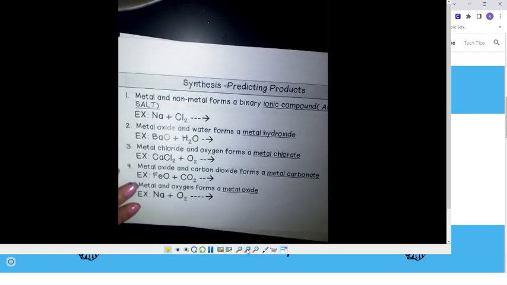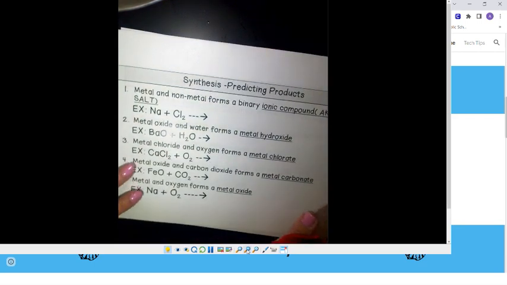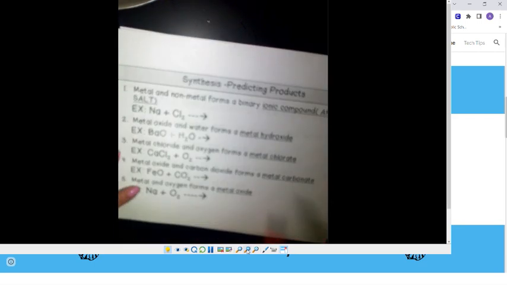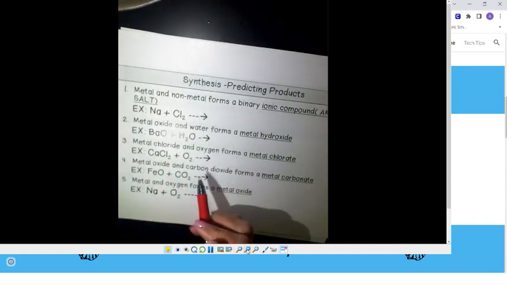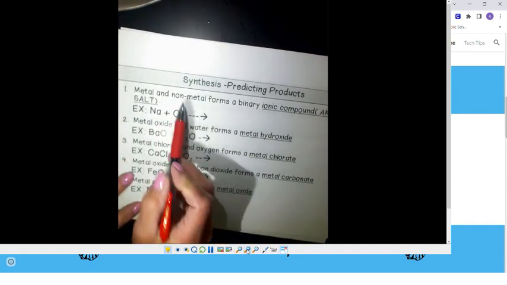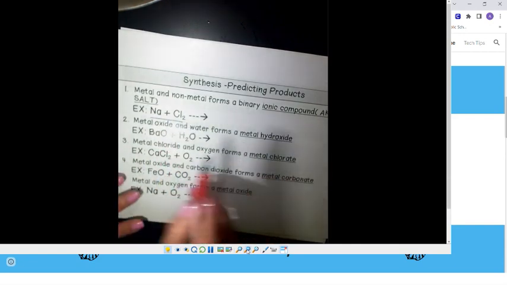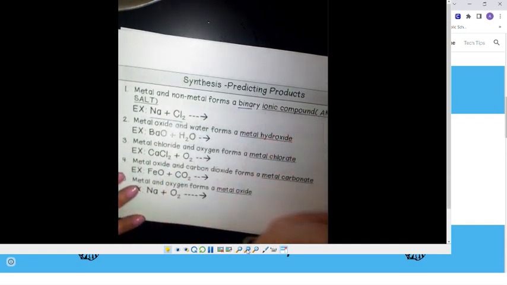Okay, so the very first one, synthesis reaction. If we have a metal and a nonmetal on your reactant side, it is going to produce a binary compound. Bi means 2, binary, 2 elements, okay?